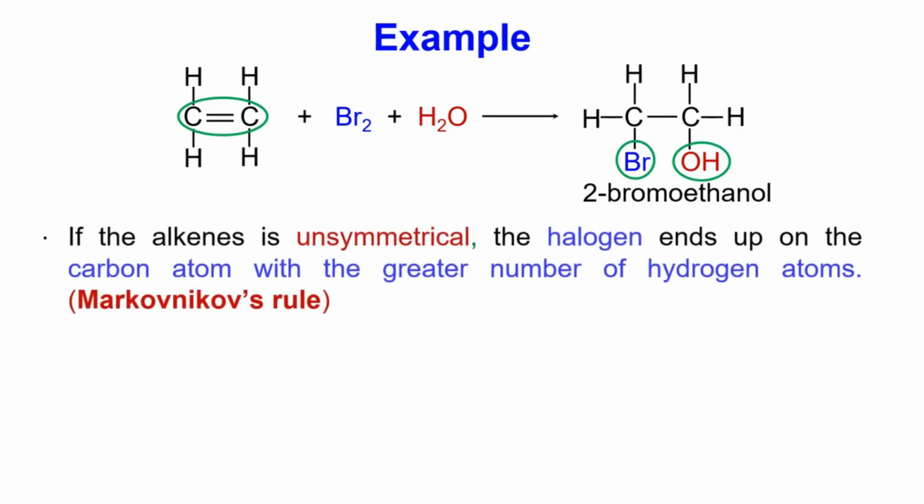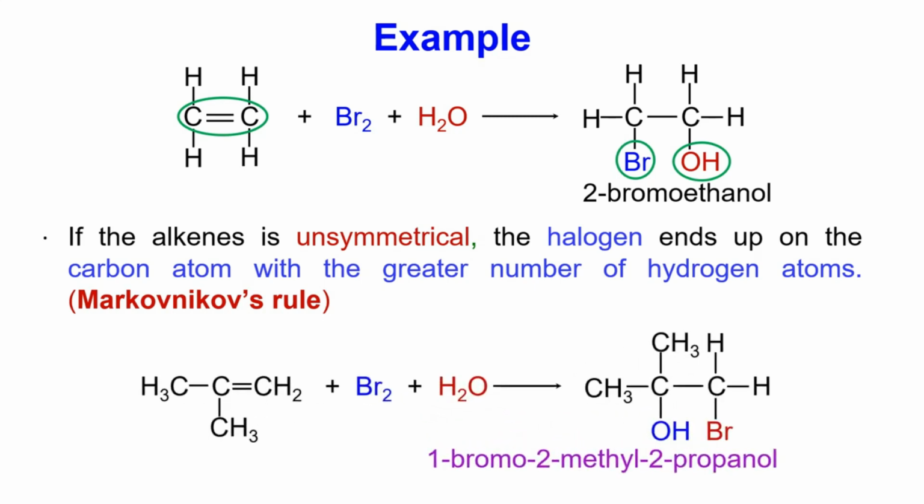If the alkene is unsymmetrical, the halogen ends up on the carbon atom with the greater number of hydrogen atoms, following Markovnikov rule. For example, here we have an unsymmetrical alkene. Thus, the bromine bonds to the carbon that has the greater number of hydrogens and the hydroxyl from water bonds to the other carbon.